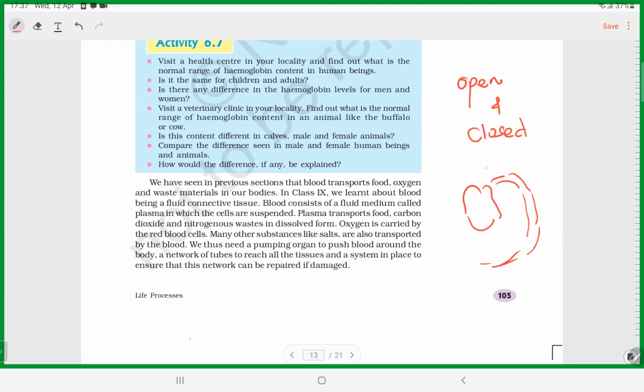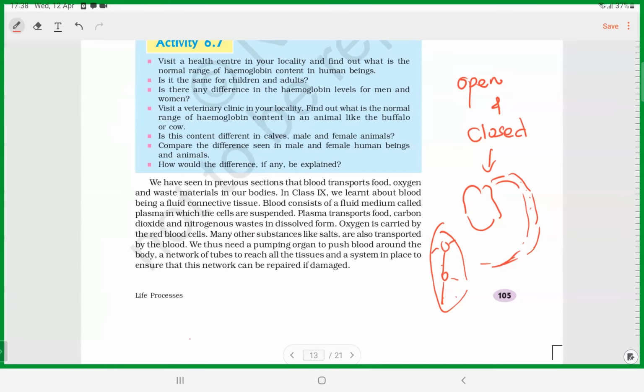What are the... if the blood is transported through a tubing system, that is called what? Closed circulatory system. If the blood, like in insects, is just pumped all over the body without any vessels, then it is called what? Open.